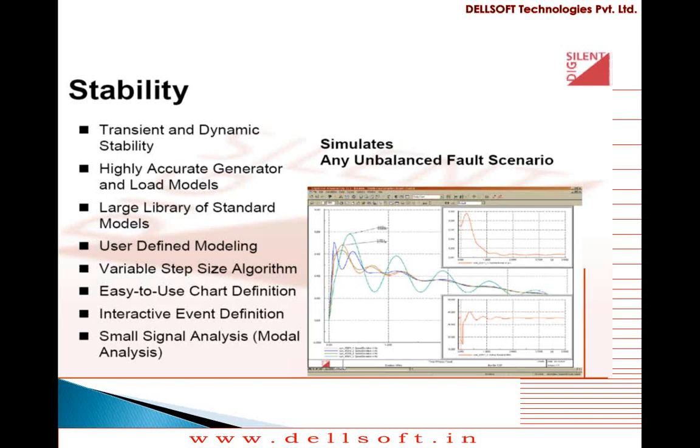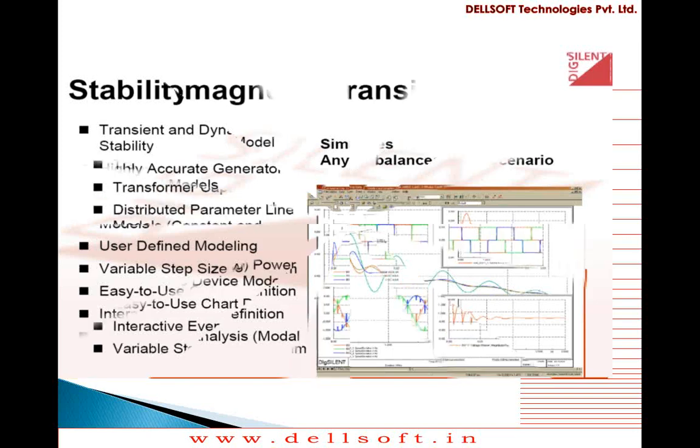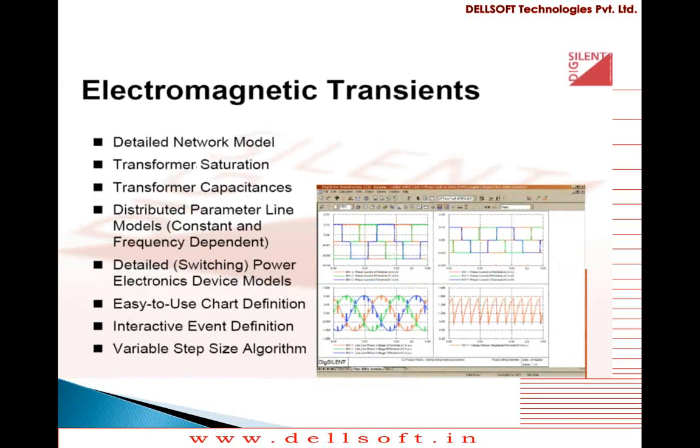Now for electromagnetic transients, we can model our network in detail. Transformer saturation we can analyze, transformer capacitance, distributed parameters online, distributed detailing switch, power quality assessments, and electronic device modules. Easy chart definitions can also be done. Interactive event definitions can also be processed throughout the system. Variable step sizing algorithms, based on our programming section, so we can provide various algorithm steps in electromagnetic transients.